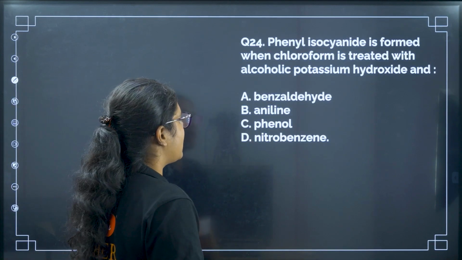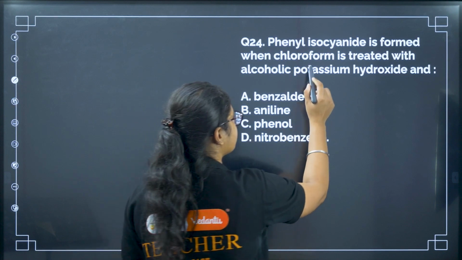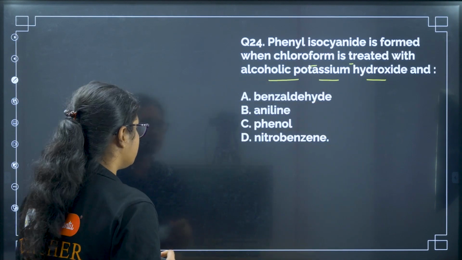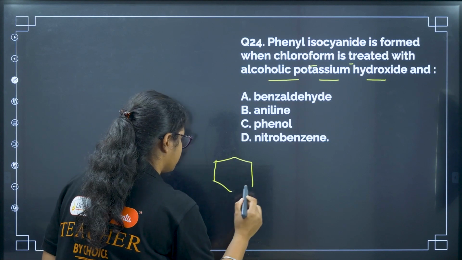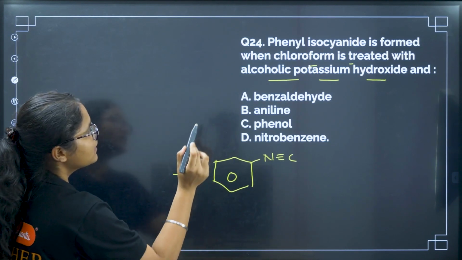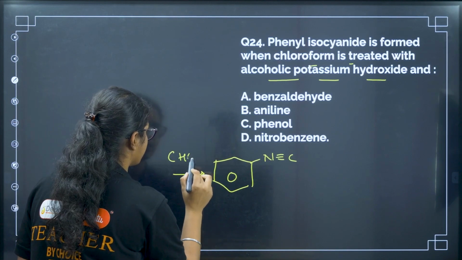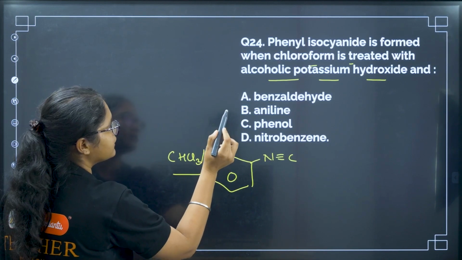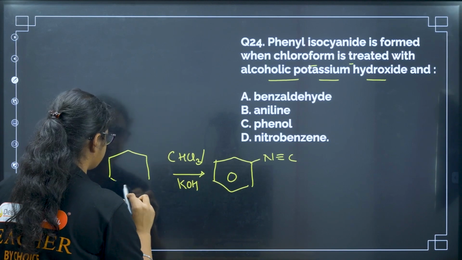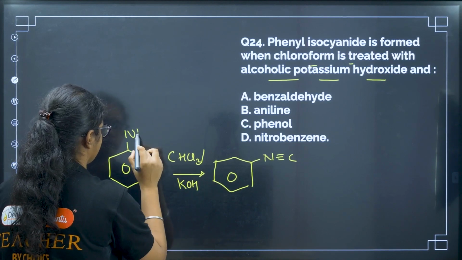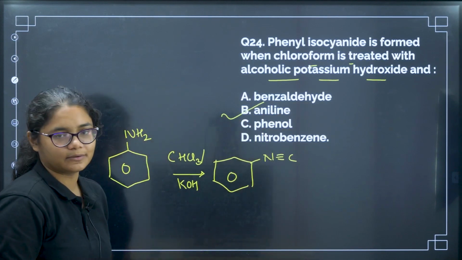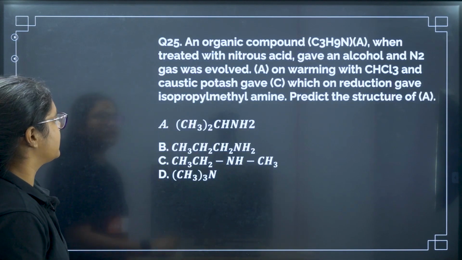Now next, phenyl isocyanide is formed when chloroform is treated with alcoholic potassium hydroxide along with a suitable amine, so we need to form phenyl isocyanide. The reagent here is chloroform and alcoholic KOH. So this is your carbylamine test, so we should have a primary amine. That should be your NH2, right? So the correct answer for this question will be aniline, that is option B. Now let us see the next question.